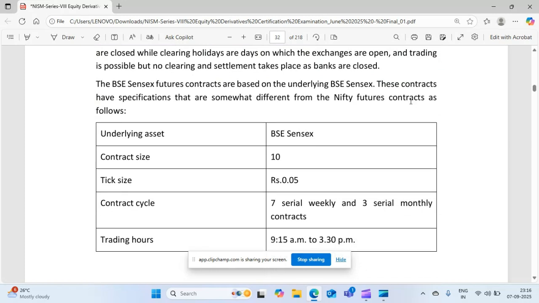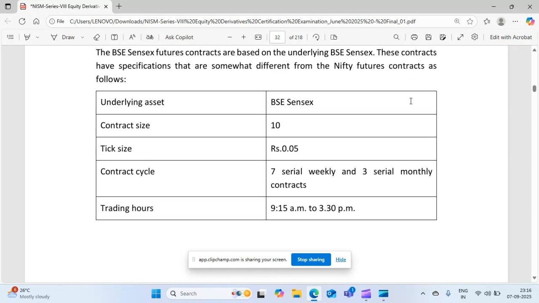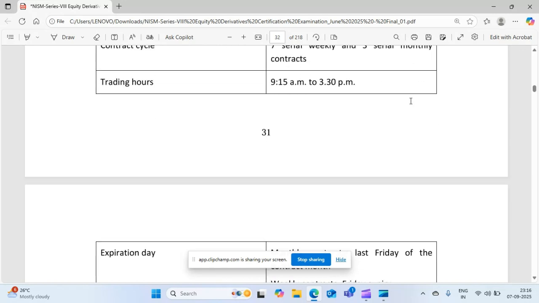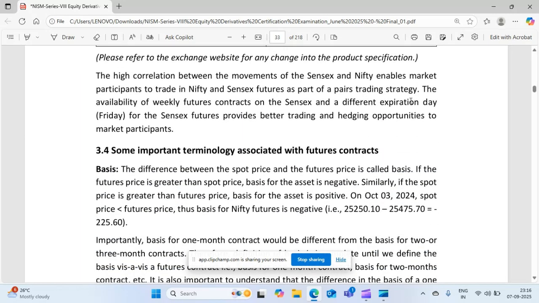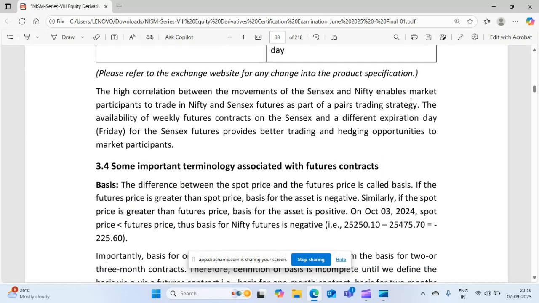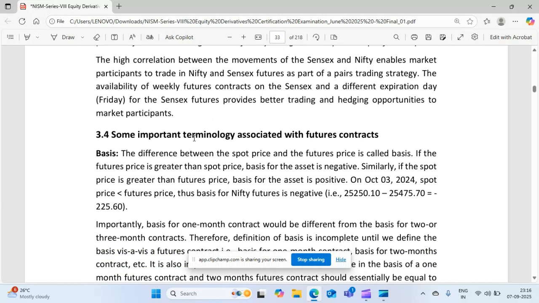Okay. BSE contracts are based on BSE Sensex. These contracts have specifications, which are underlying asset, contract size, tick size, and all that, trading hours, expiration date, final settlement. Correct? So the high correlation between movements of Sensex and Nifty enables market participants to trade in Nifty and Sensex futures as part of a trading pairs strategy. The availability of weekly futures contracts on Sensex and a different expiration date over Sensex futures provides better trading and hedging opportunities. So I will be closing my video here itself, because we have covered too many concepts.